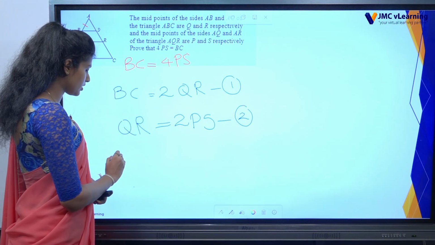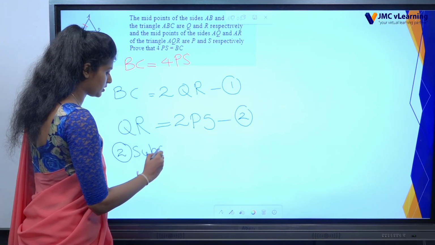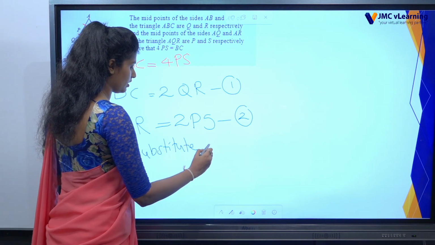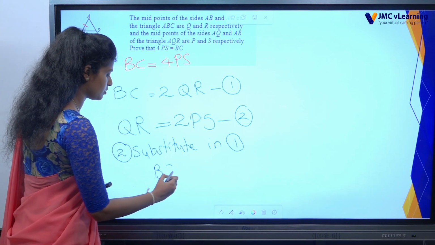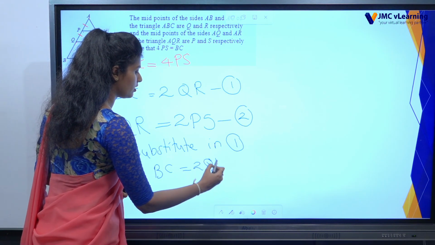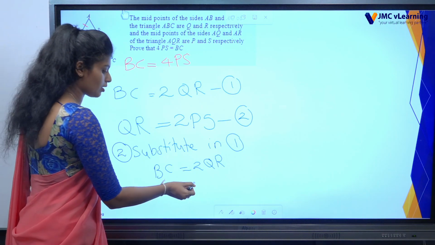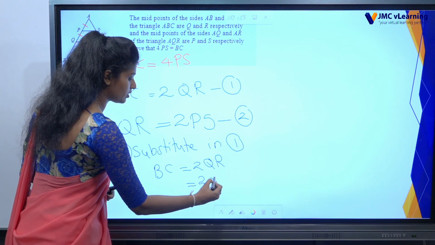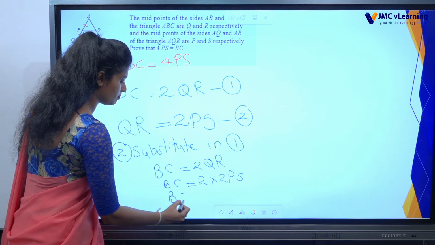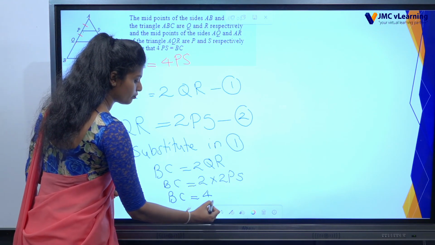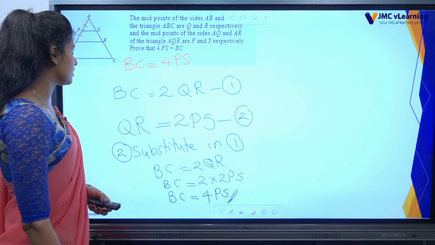Now we are going to substitute the value of QR in the first equation. The first equation is BC equal to 2QR. Then the second equation is QR is equal to 2PS. Let's substitute the value for QR, 2PS. Here BC, then we can write BC is equal to 2 into 2PS, 4PS. Now here we have got the answer.